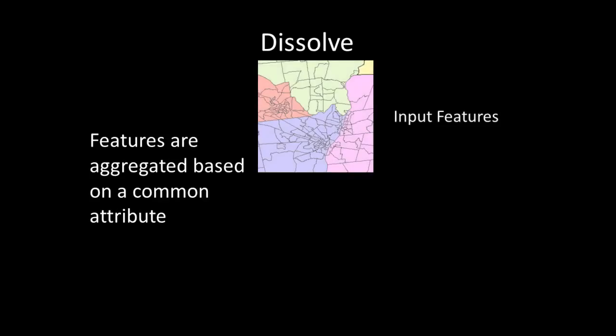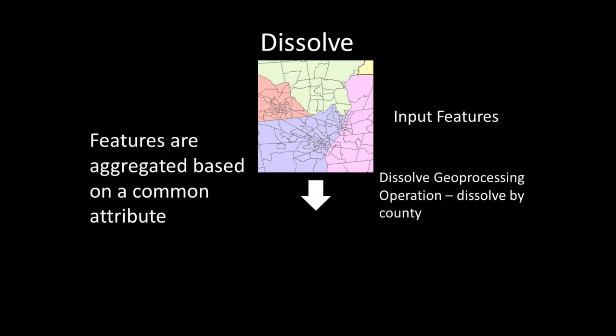Dissolve. Dissolve is when features are aggregated based on a common attribute. For example, this image shows census tracts by county as indicated by the different colors. Dissolve can be used to aggregate the census tracts by county. When the dissolve operation, using counties as the dissolve attribute, is run, the output features show how census tracts have been combined or dissolved based on their common attributes.